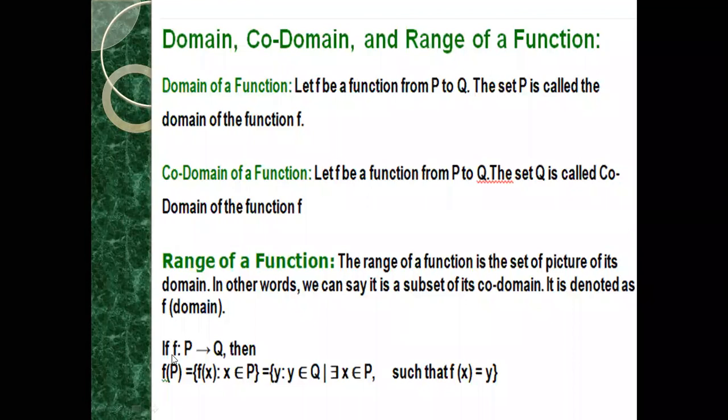So here, if F maps P to Q, then F of P is equal to the set of F of X, such that X belongs to P and Y belongs to Q. There exists X belongs to P such that F of X is equal to Y, which means the image of element X of P is equal to Y. This is the condition for a function.